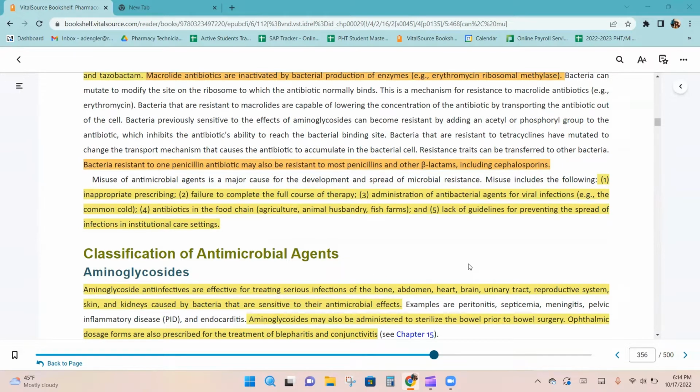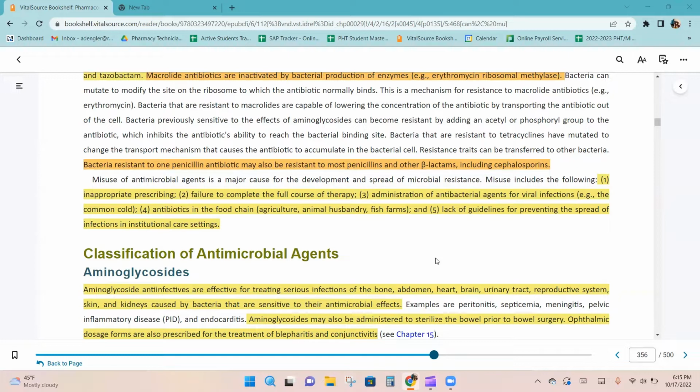Misuse of antimicrobial agents is a major cause for the development and spread of microbial resistance. Misuse includes the following: 1, inappropriate prescribing, meaning you didn't need the antibiotic or it was not the right antibiotic prescribed. 2, failure to complete the full course of therapy, which is a very, very common occurrence. You start feeling better, so you stop taking it or you forget to take it. That can lead to microbial resistance.